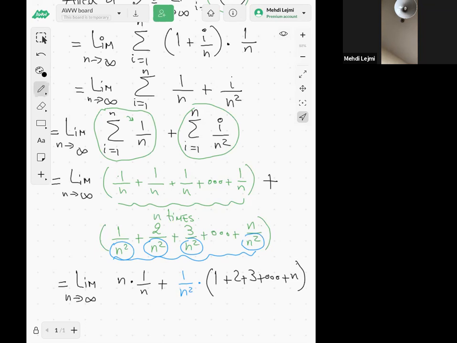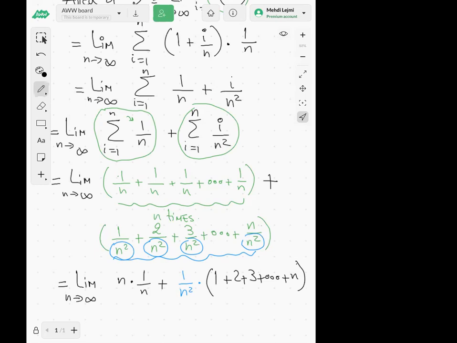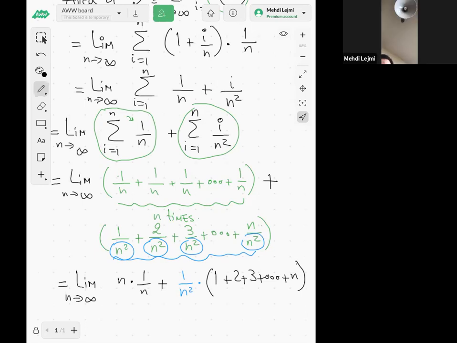Yeah, so now the question, guys, we need to find the formula for 1 plus 2 plus 3 plus etc. n. Do you know any formula for this? The sum of 1 plus 2 plus 3 plus etc. plus n? N times n plus 1 over 2. Yeah, absolutely. Very good. Thank you.